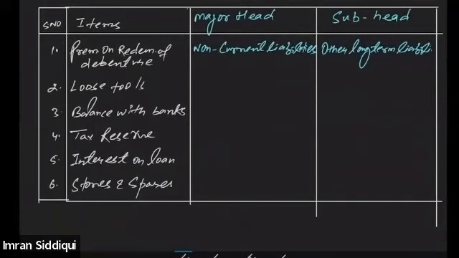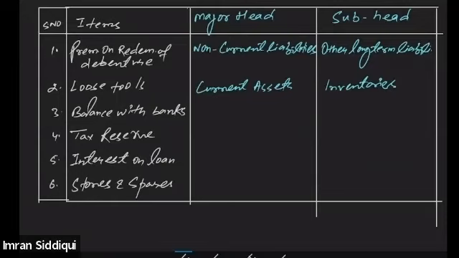So, current asset, and the subhead is inventory. All of you will only be able to answer these questions if you have an idea about the balance sheet, its major heads and subheads, and the items that fall into them. For that purpose, you will have to remember the balance sheet, and you can only do that by practicing as many questions as you can.